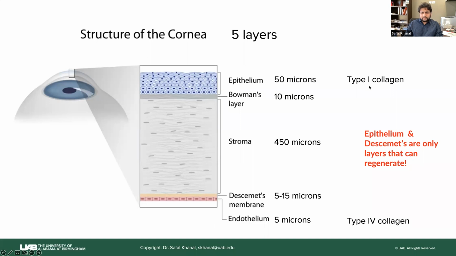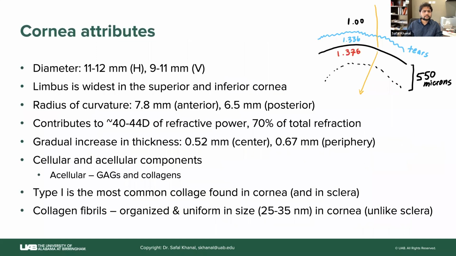The epithelium normally contains type 1 collagen, whereas the endothelium is rich in type 4 collagen. And the thickest part is the stroma, of course, which is around 450 microns, 80 to 90% of the whole corneal thickness. Some of the dimensions of the cornea to remember are that the diameter is greater horizontally than vertically. The limbus is widest in the superior and inferior cornea. And the radius of curvature of the anterior surface of the cornea is greater than the posterior surface of the cornea.